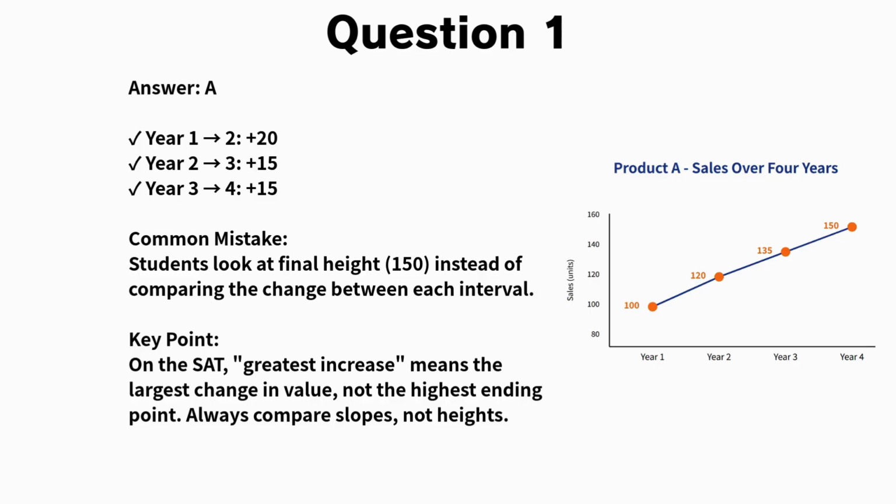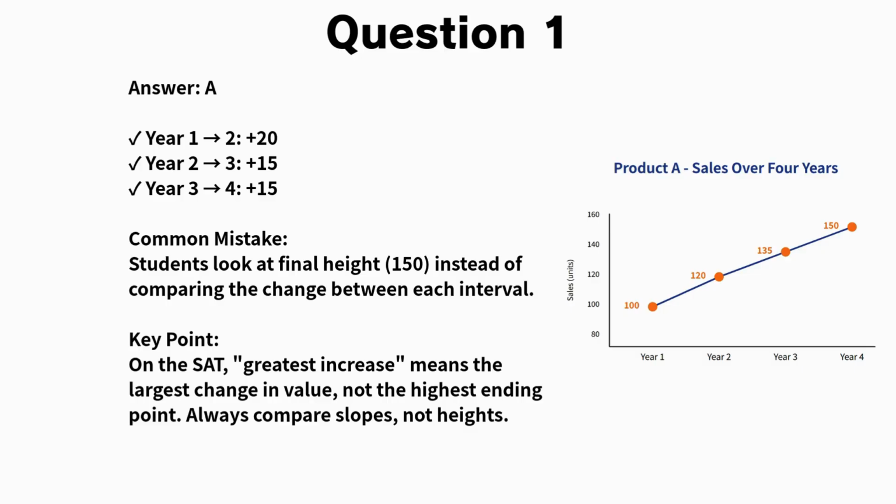The correct answer is A, year 1 to year 2. Let's walk through this problem step by step and make sure we understand exactly what the SAT is asking. First, we need to calculate the change in each interval. From year 1 to year 2, sales increase from 100 to 120. Let's subtract. 120 minus 100 equals plus 20.